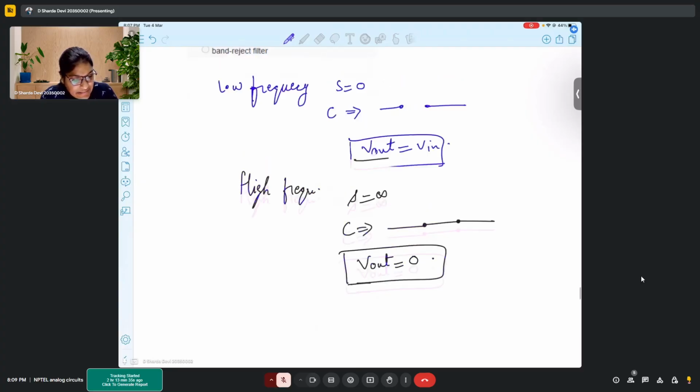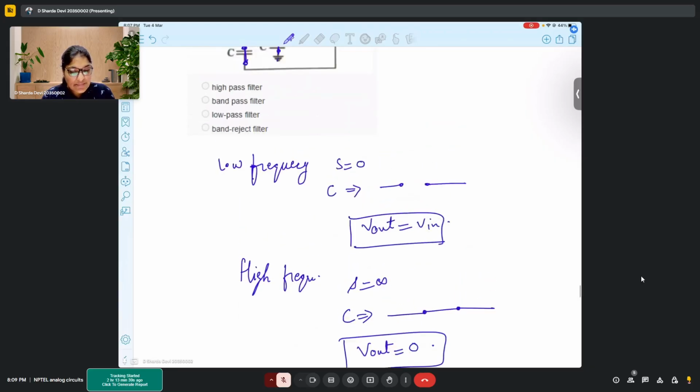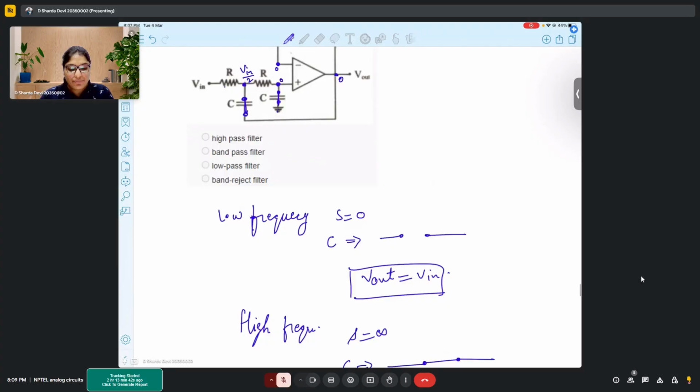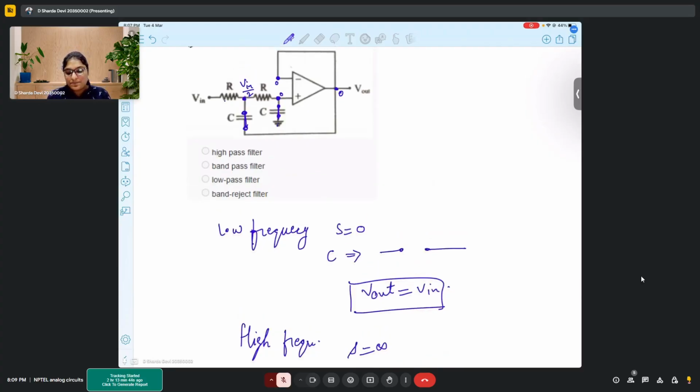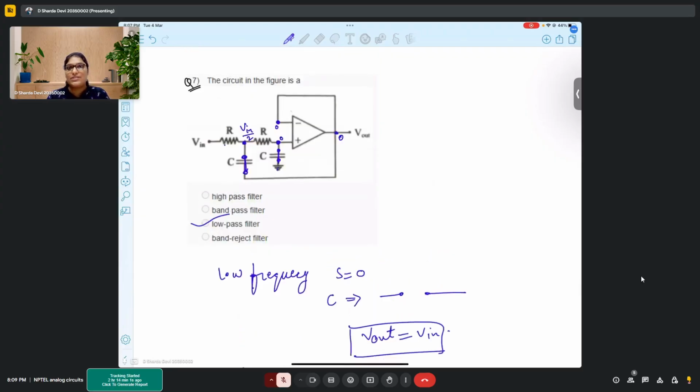Now at high frequencies the signal goes to 0, and at low frequencies Vout equals Vin. What type of filter is it? In low frequency you are getting an output; in high frequencies your output goes to 0. It's a low pass filter. So that's how we analyze the circuit without doing any calculations. And madam, it is second order because two RC sections are there. Yes, definitely it's a second order filter.